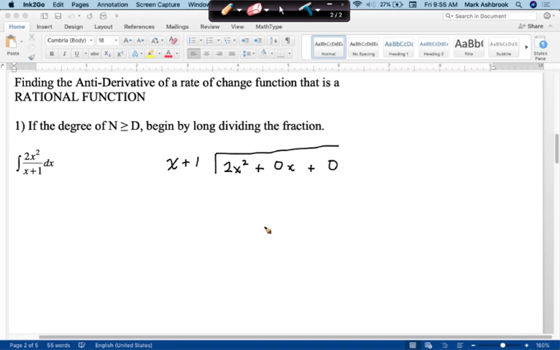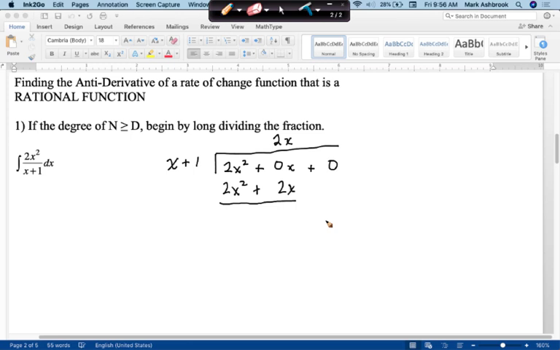And then remember how you long divide. You ask, what am I going to multiply x plus 1 by to get 2x squared as my highest power? 2x. And since it's 2x, it's going to go in the x column, above in the x to the first column. My 2x times x plus 1, we bring it down here: 2x squared plus 2x. It should feel just like long division that you did in grade school or pre-algebra.